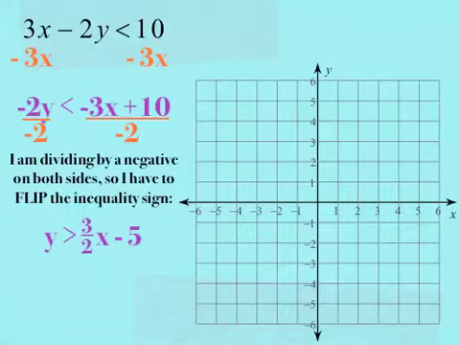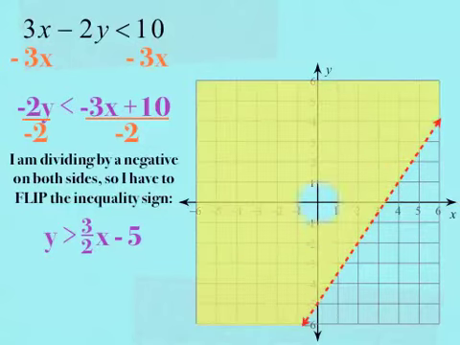So I would have my y-intercept at negative 5, count my slope, rise over run, so go up 3 to the right 2. Do it again if you have enough space. This line is going to need to be a dashed line because it's just greater than, it's not greater than or equal to. I also know that I need to shade above. If you look at the final inequality that I solved for y, we know that y is greater than, so we need to shade above the line.